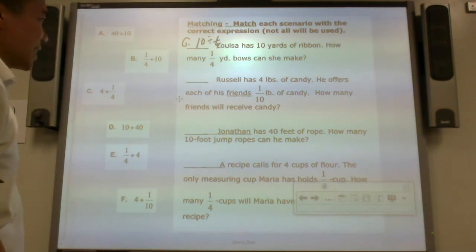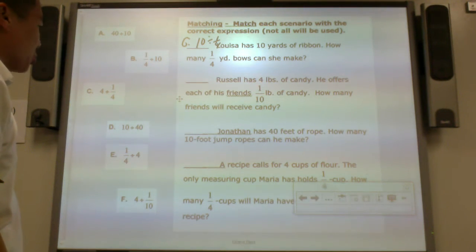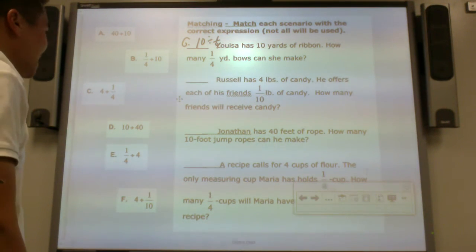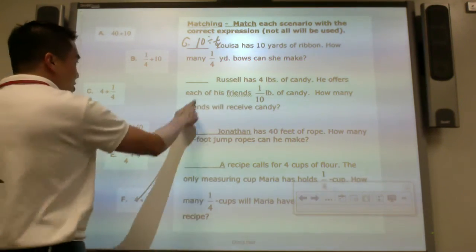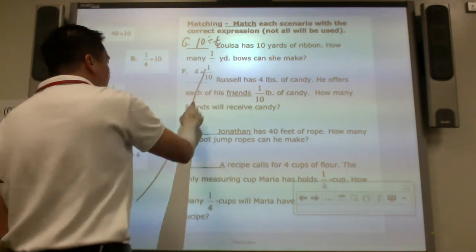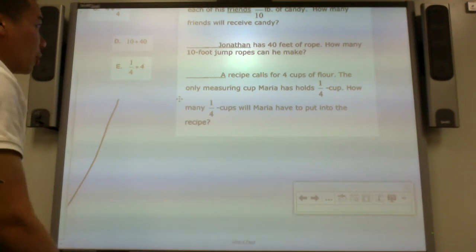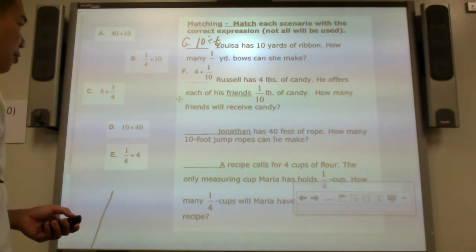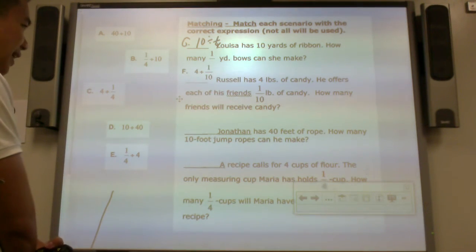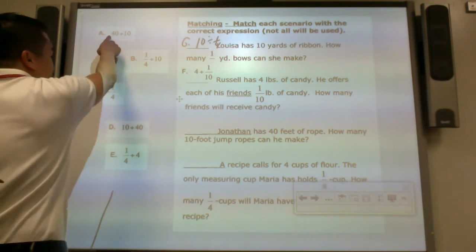Russell has 4 pounds of candy. He offered each of his friends 1/10 pound of candy. How many friends will receive candy? So he started with 4 and he's dividing it into tenths. That's F. Jonathan has 40 yards of rope. How many 10-foot ropes can he make? So he starts with 40, dividing by 10.